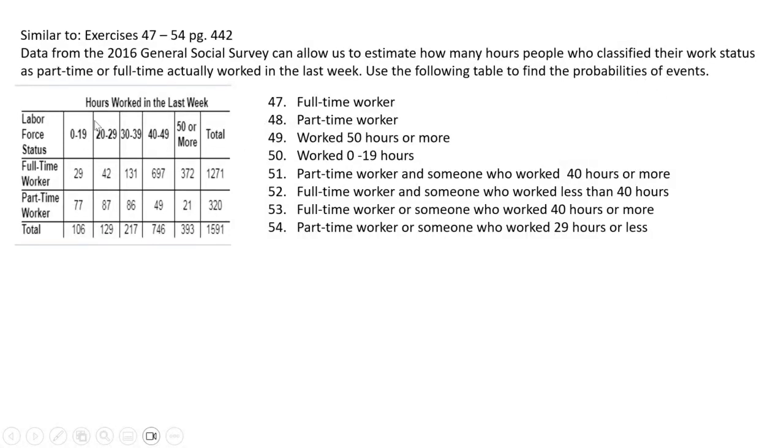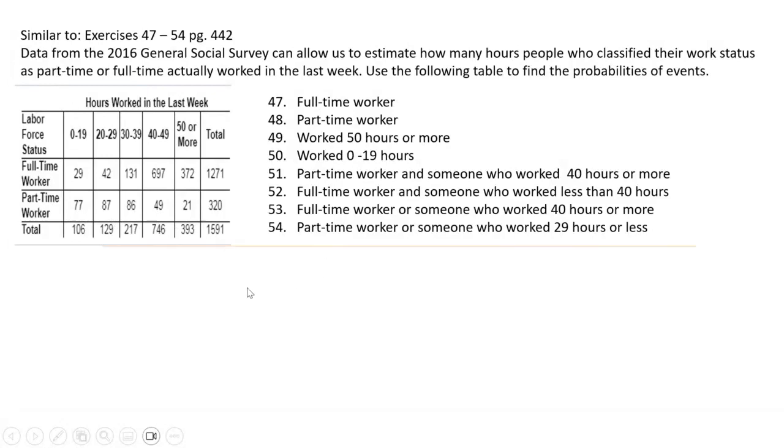Okay, so here we go. For example, these are the hours worked: 0 to 19, 20 to 29, 30 to 39, 40 to 49, 50 or more. And this is the total hours. Same thing over here. This is labor force status. This is a full-time worker and a part-time worker. And here at the corner are the totals.